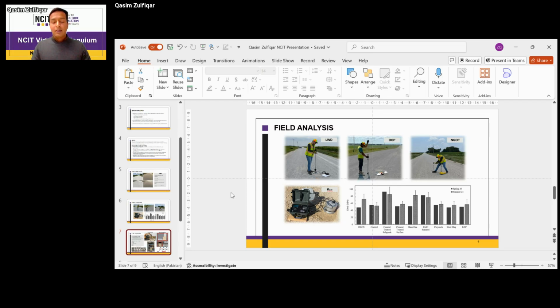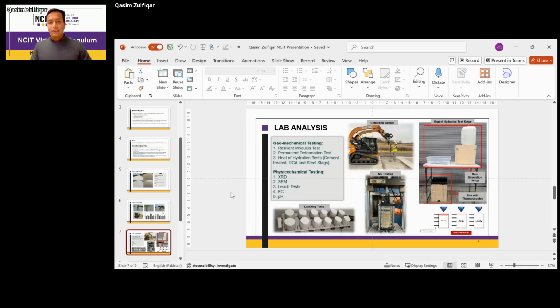Along with that, we have also collected materials to carry out the lab testing, and that lab testing includes the resilient modulus test. We are also planning to carry out the permanent deformation test. And one more test that we are planning to have is the heat of hydration test. Now, for that heat of hydration test, if you can follow my pointer here, this is the test setup that we have.